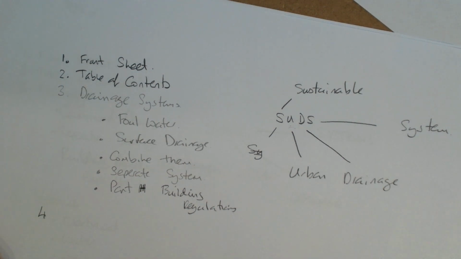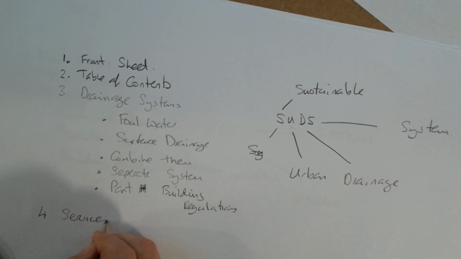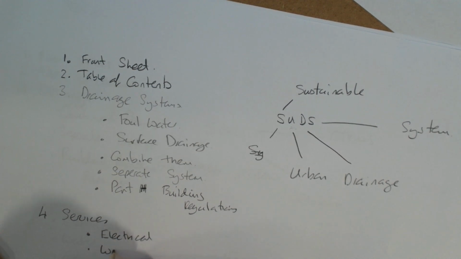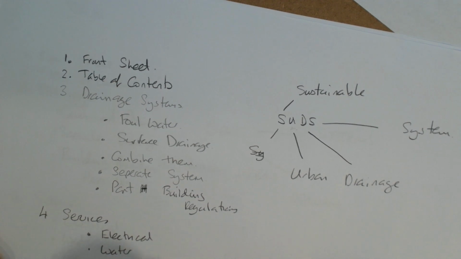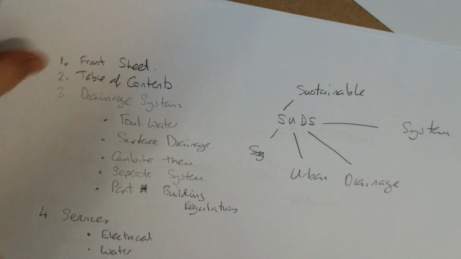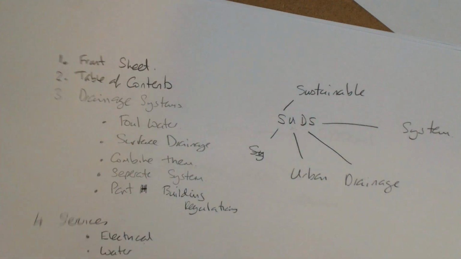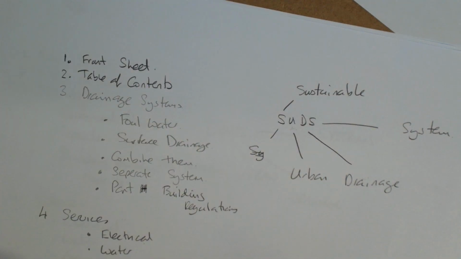Once we've done that, we talk about services, and there are 4 services: electrical, water, gas, and telecommunications. 5. I need to check to remind myself, because I sort of did this yesterday, didn't come out very well. Roads and pavings.